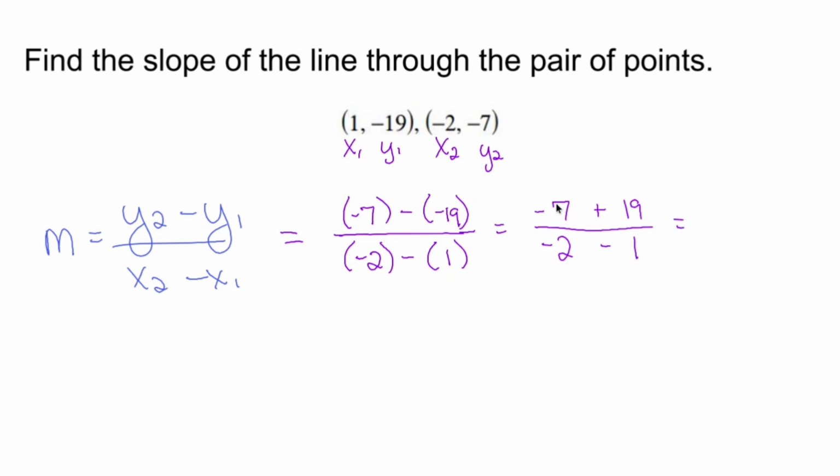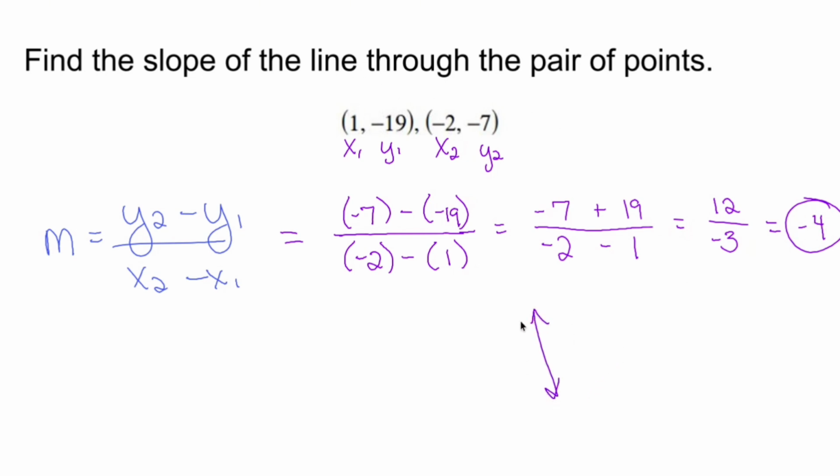Now I do the math on each side of the fraction bar separately. Negative 7 plus 19 is 12. Negative 2 minus 1 is negative 3. 12 divided by negative 3 is negative 4. So the slope connecting these 2 points is going to be negative 4.